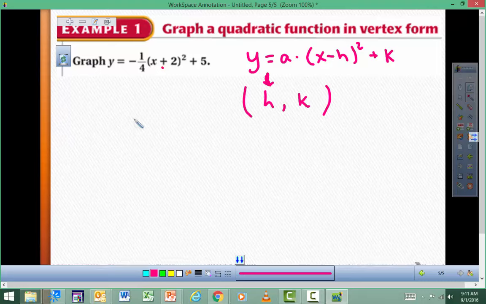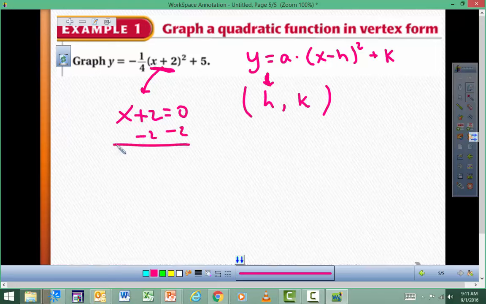Okay, so there's a really fast way to do this, and I'll show you how to do it. Here's a little trick. You just take this part that's in parentheses and you set it equal to 0. X plus 2 is equal to 0. The part that's inside the parentheses, set it equal to 0. And now solve for x. Minus 2, minus 2. You get x is equal to negative 2. You see? And so now I know that this is a negative 2.